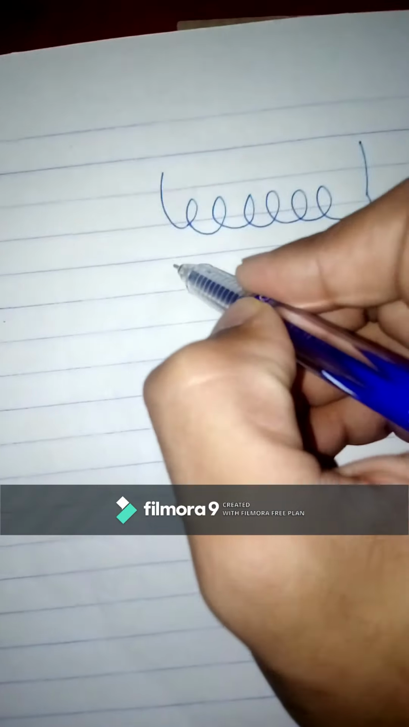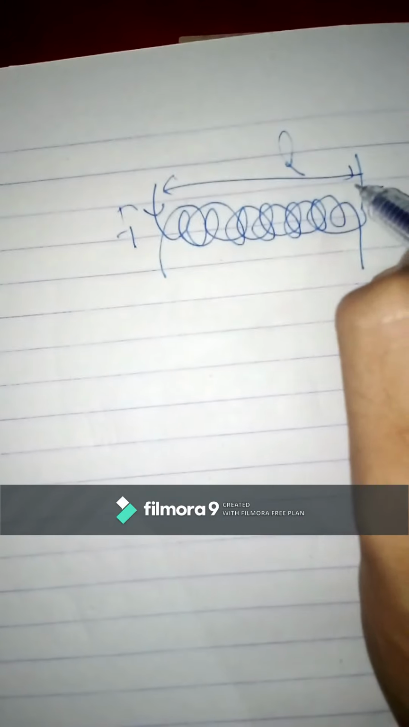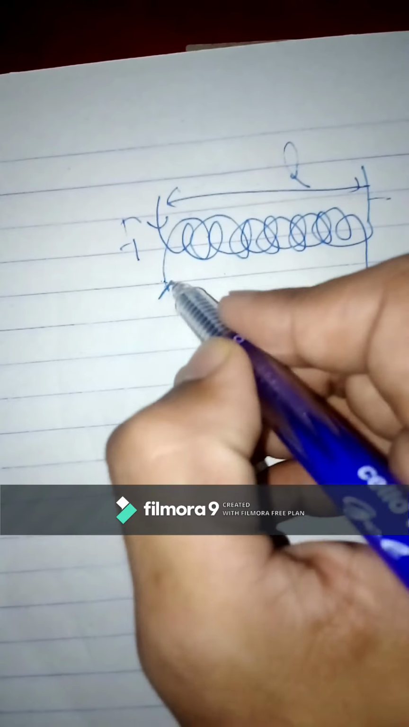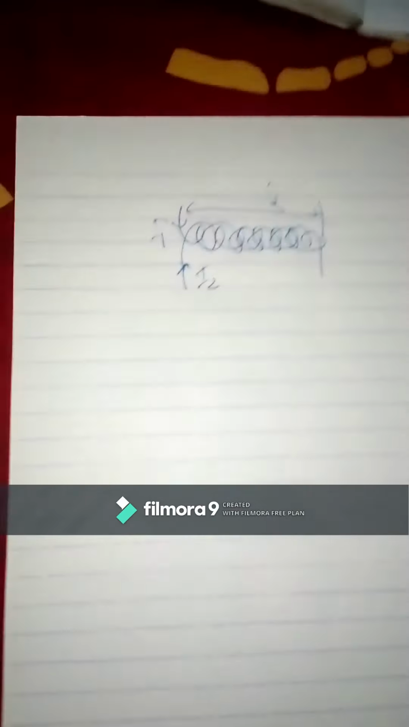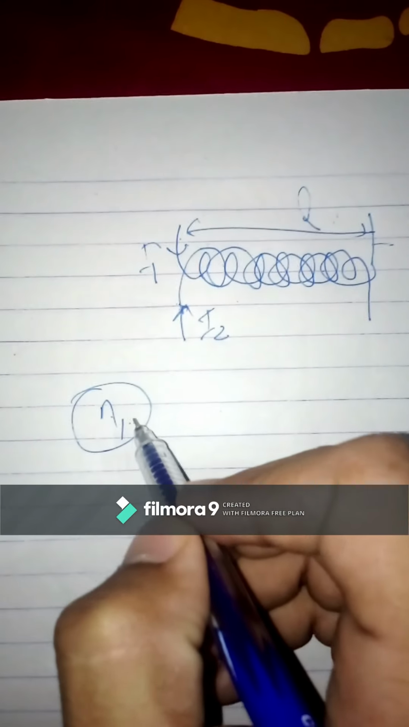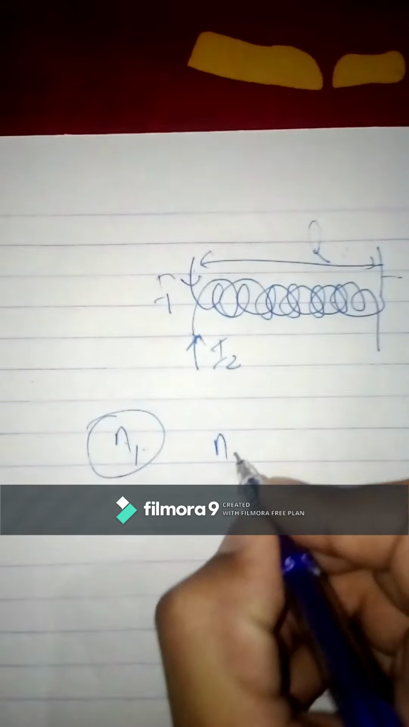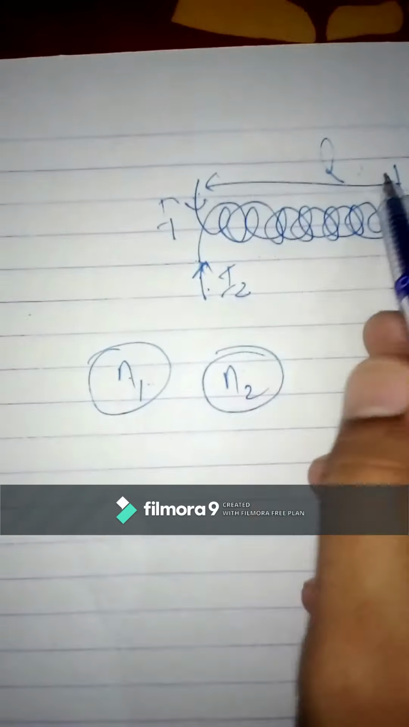Now two solenoids should be there, so combine one more solenoid here. Let its length be L, and current I1 is flowing through the first solenoid and current I2 is flowing through the second solenoid. So now let us consider that there are two solenoids having n1 number of turns per unit length in the first solenoid, and n2 number of turns per unit length in the second solenoid. Let L be the length of both solenoids.